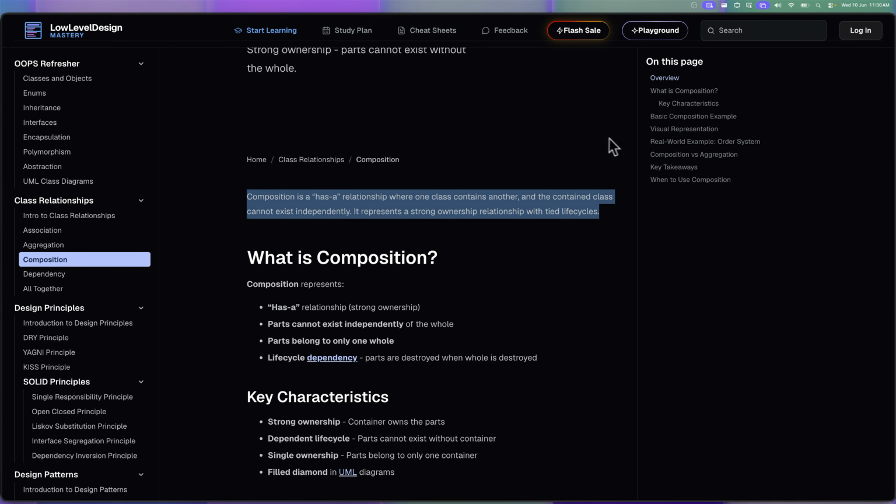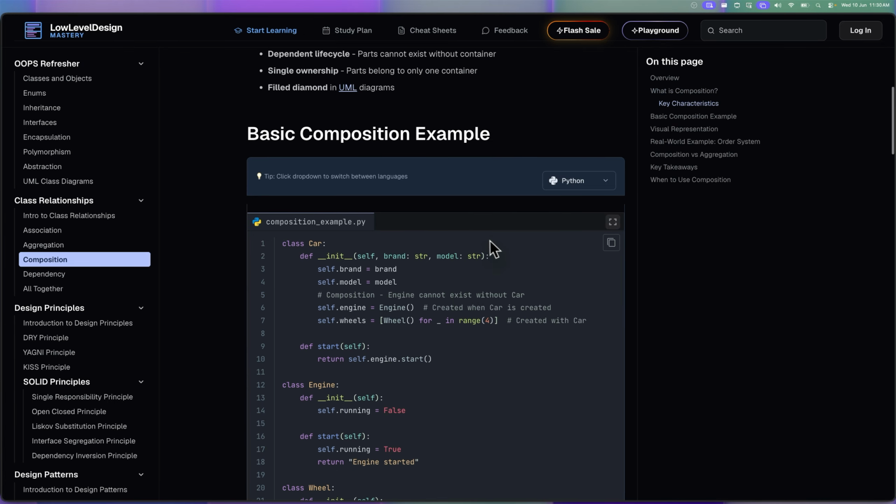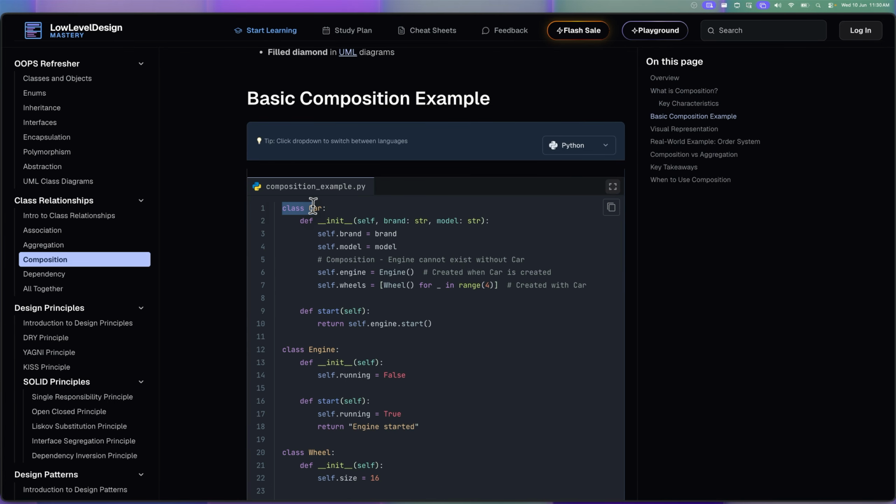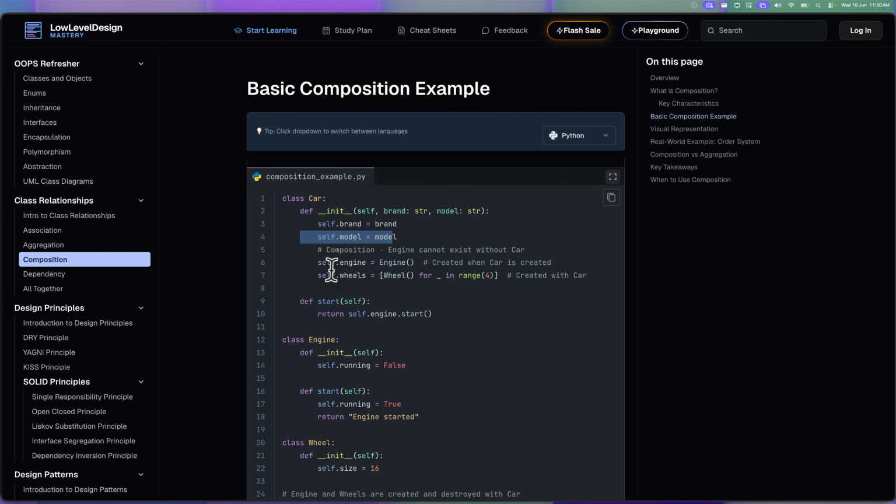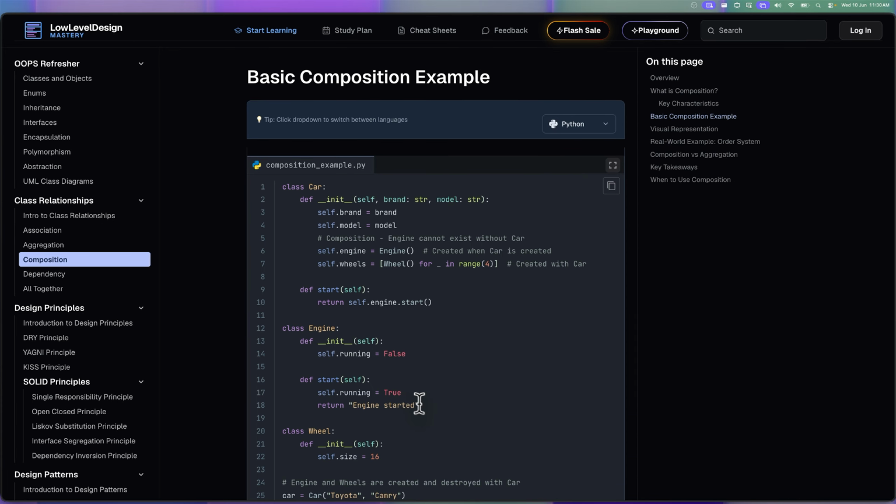So let's take an example. Let's say you have a car class. As usual, in the constructor you have brand and model, and then we have two classes, an engine class and a wheel class. So if you see, this is a composition. Engine cannot exist without a car, right?